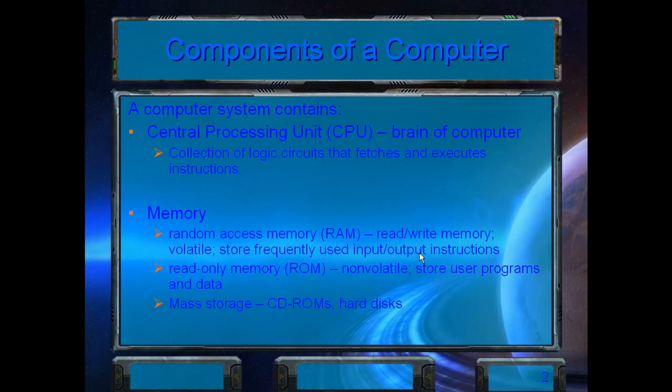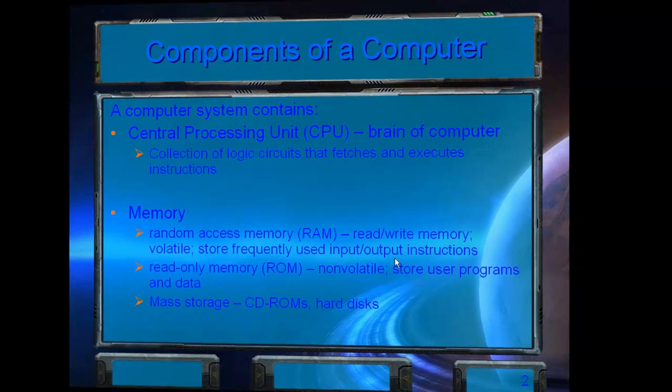Components of a computer. A computer system is generally made up of a few major components. The first component is the Central Processing Unit, CPU, or brain of the computer. It is a collection of logic circuits that fetches and executes instructions. The second component is memory. Memory can be in terms of random access memory or read-only memory.